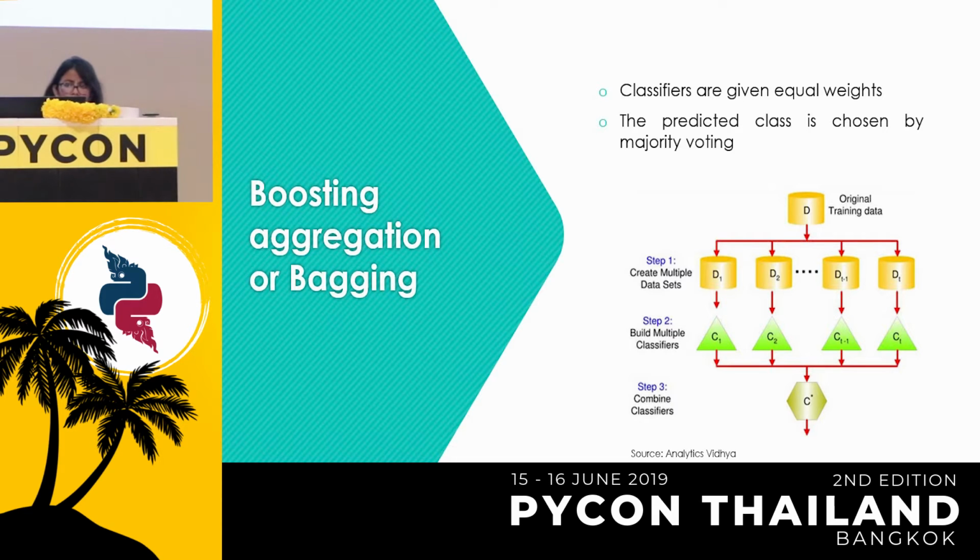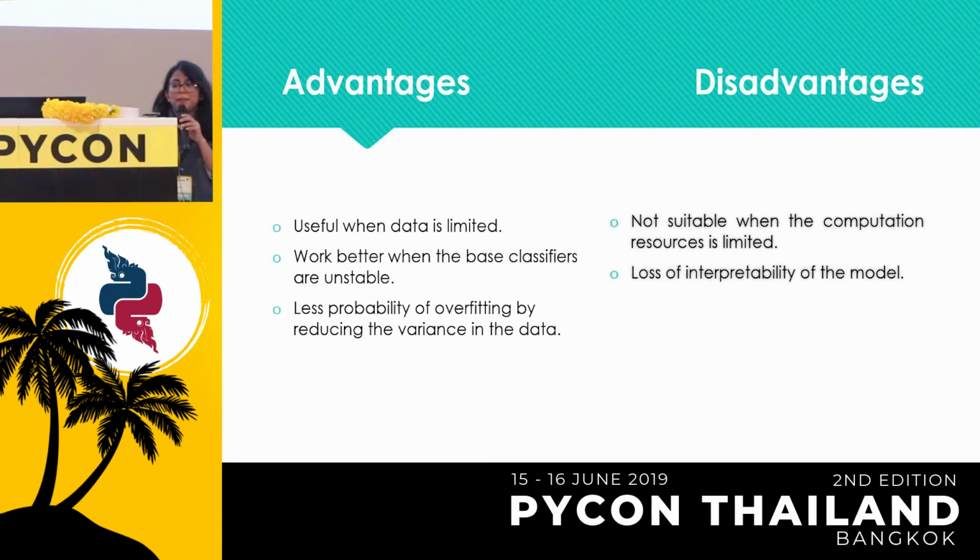For example, if our models C1, C2 predict that the example is class A, and the rest three are predicting that the class is B, then the final classification will be class B because the majority of the models predicted that the class is B. One of the advantages of these techniques is that it is very useful when the data is limited, and it works better when the base classifiers are unstable.